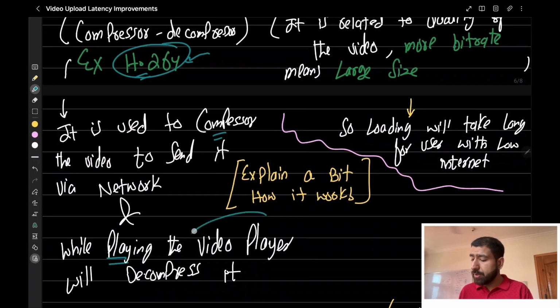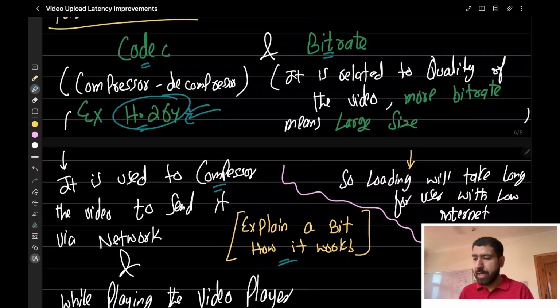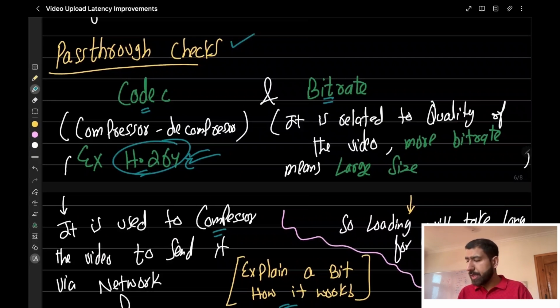And while playing the video in the video player, the player will know that the video is using H.264, so it will know how to decompress it and play it in the player. Right, so that is a little bit about the compressor and decompressor. I already said how it works a little bit. Then we have this bitrate. Bitrate is related to the quality, and more bitrate means larger size. Someone who has more idea of how bitrate works in videos might be able to explain it much better, but I've simply given you a high-level idea.